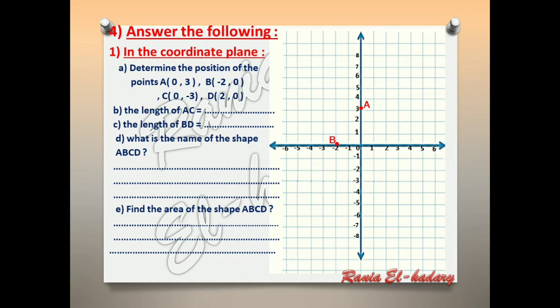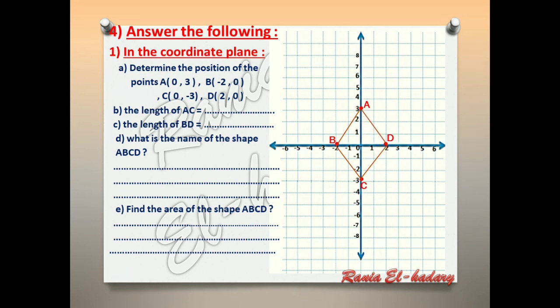Put the point 0 and negative 3. What is it called? C. Point D, 2 and 0. Write the name D. Join AB, then BC, then CD, then DA.